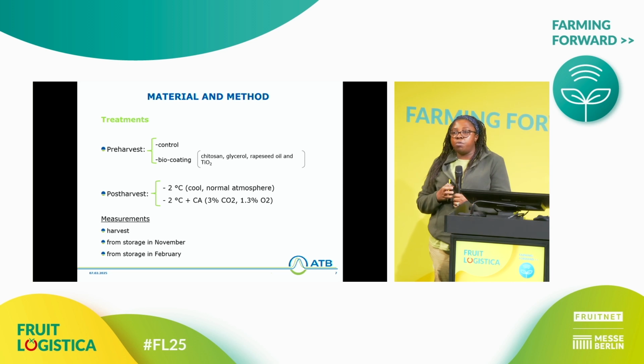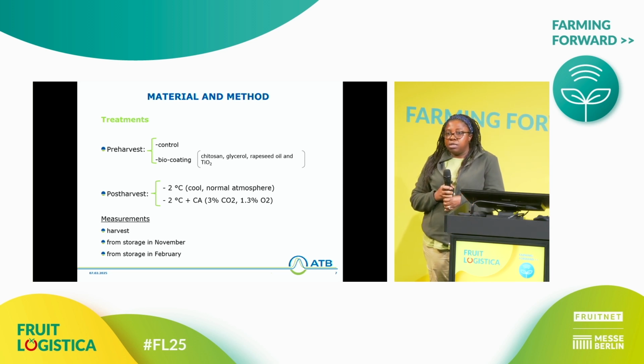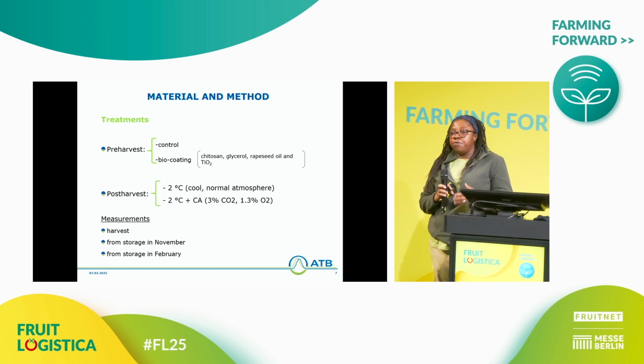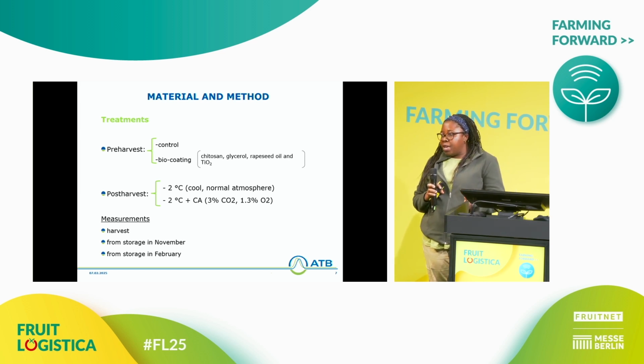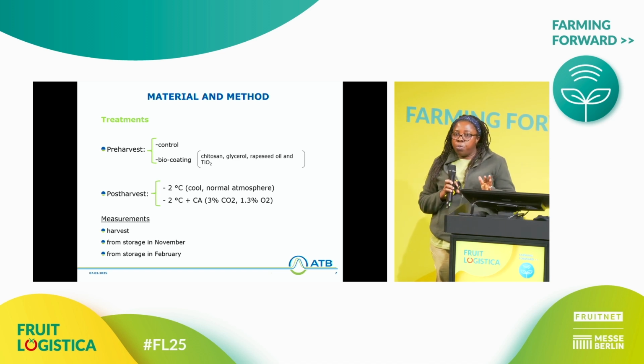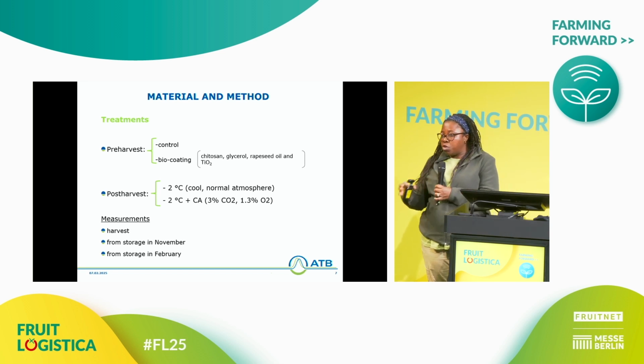The second treatment was a bio-coating treatment. So basically, we apply bio-coating on the fruit. We apply it on both shaded and exposed fruit. After harvest, the fruit were stored in cold storage. There, the fruit were again subdivided. A group was stored in cold storage, and the second group was stored in cold storage with controlled atmosphere.